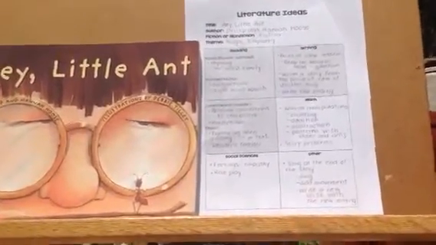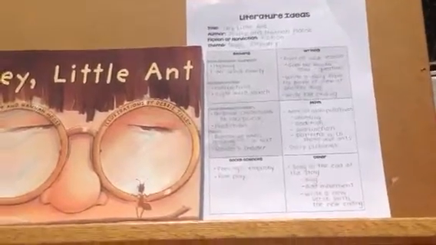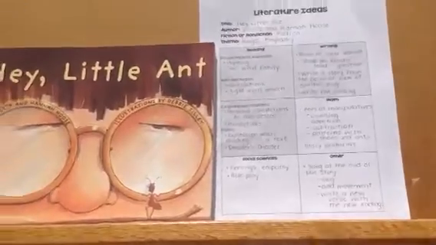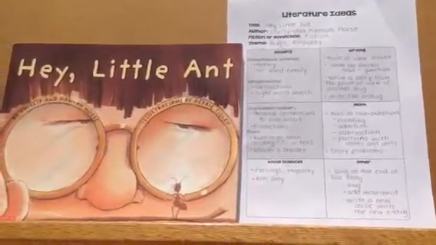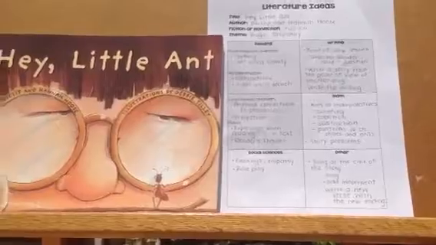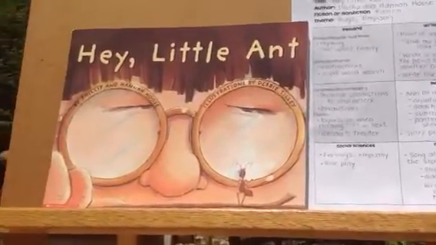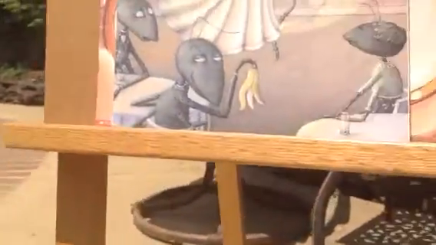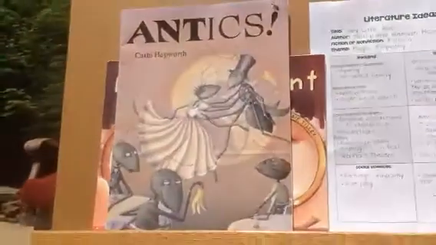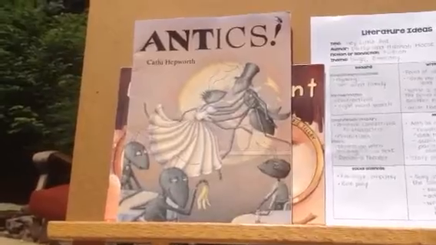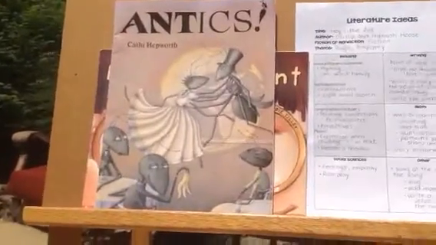Now, if I was using this book, I also want to pull out other books. And I have 4 books that I want to share with you today. And we call a set of books that have similar themes or topics a text set. And so I have a text set that goes along with Hey Little Ant. The first book in my text set is Antics. And Antics is actually an alphabet book, and each word in the alphabet has the word ant in it. I'll just preview a few for you.